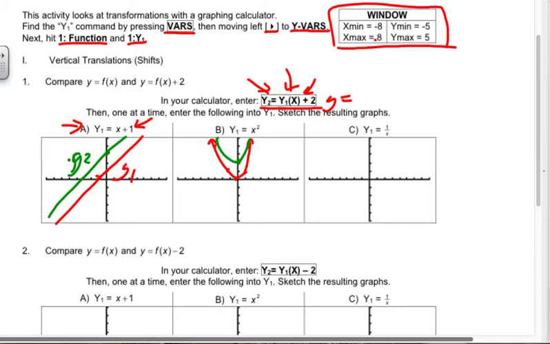Okay, now you come back in, you leave your Y2 alone, but you put this in for Y1. You should recognize this as being a rational. It's going to look like this on the original. But what we're going to do now is move everything up 2 units. So now instead of this approaching 0, it's going to approach 2. It's going to look like this and like this. The whole thing has just been shifted up 2 units.